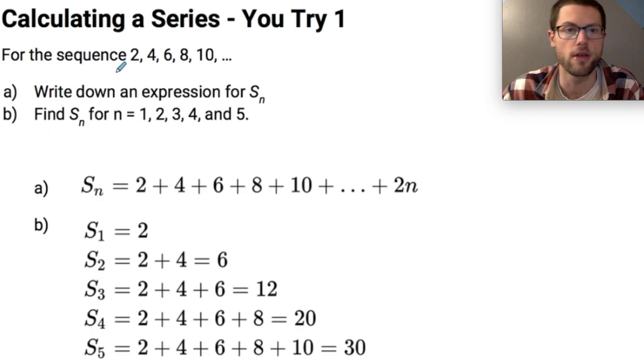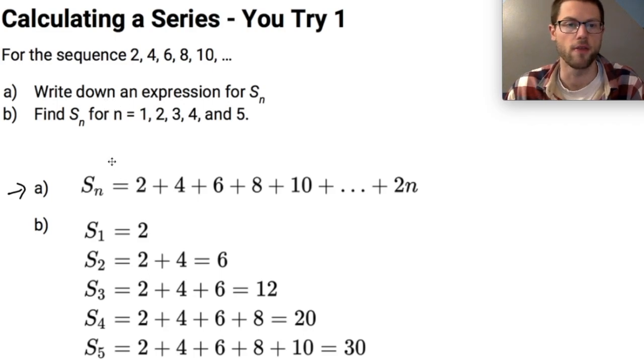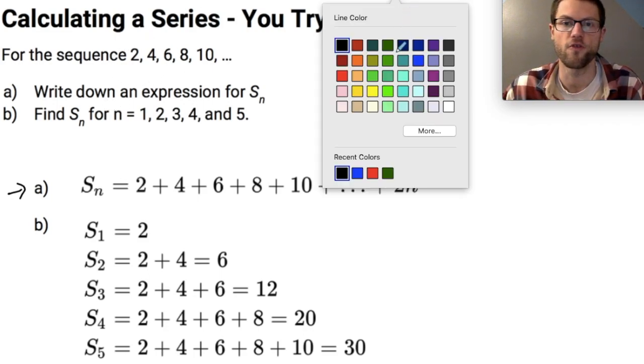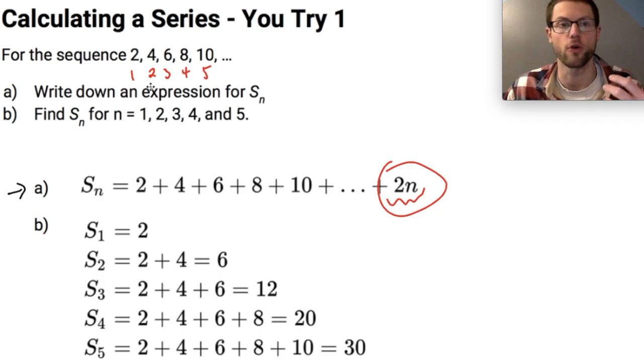All right, and here is the solution. I think the only thing worth talking about here is part A, writing down the expression. This is going to be kind of difficult to wrap your mind around, but as long as you see, if you're following the pattern, that when n is 1, n is 2, n is 3, n is 4, n is 5, all of these terms are double the value of n, that's where this 2n is coming from. This is the general expression for your sequence.